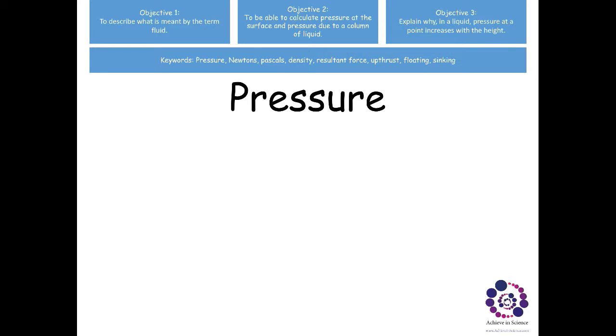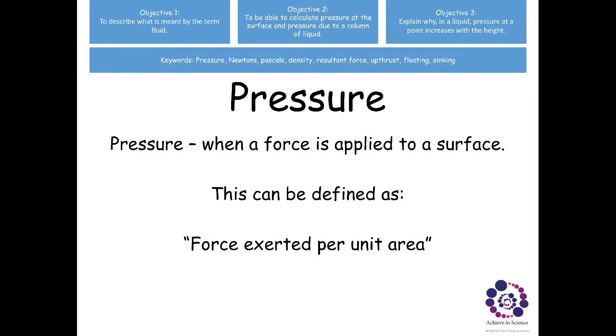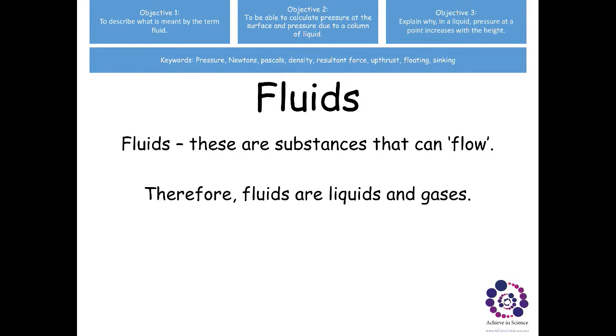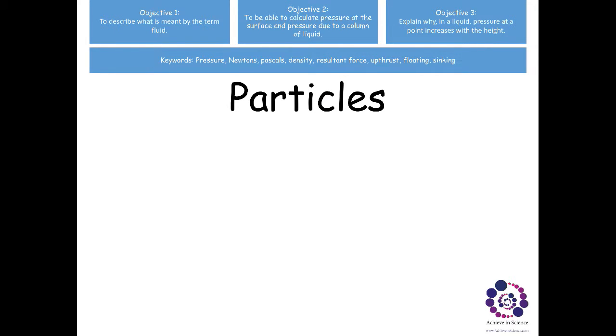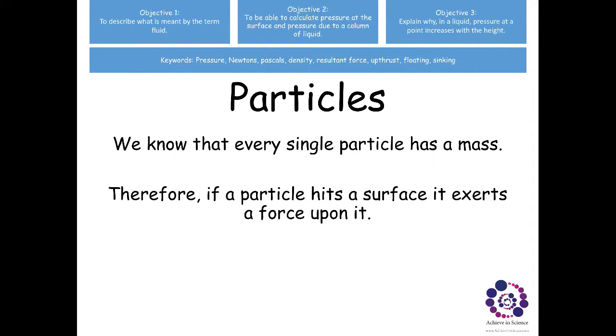First of all, let's deal with the term pressure. Pressure, this is the force that is applied to a surface. This can be defined as the force exerted per unit area. The second term is fluid. Fluids, these are substances that can flow. From your previous knowledge, you know that solids have particles in a fixed position, so therefore the particles cannot flow. This means that fluids can be liquids or gases. We know also from our particle knowledge that each particle has a mass. Therefore, as a particle hits a surface, it will exert a force upon it.